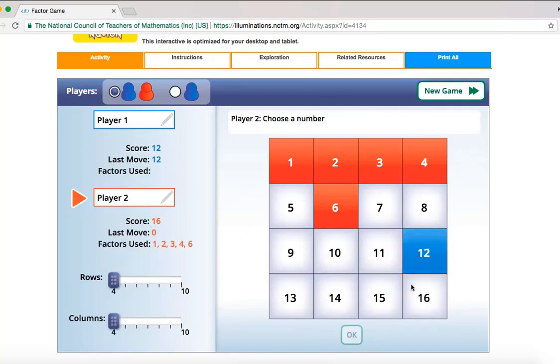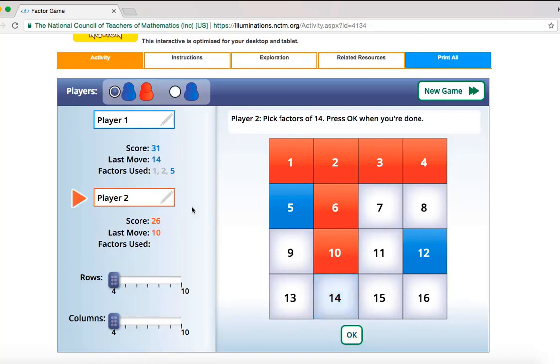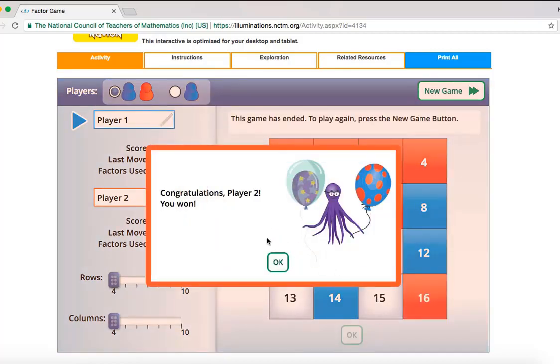Alright, so now player 2 chooses a number, say 10. So they just got 10 more points. Now I have to, player 1, pick factors of 10. Well, these are all taken, so there's only 5. So that was a good move on their part because now I've only gotten 5 more points. Player 1 chooses a number, 14. Now player 2 can choose only 7. So you just continue this way until, so we have 16. Now player 1 has to pick the factors, which is 8. Player 2 has 1.